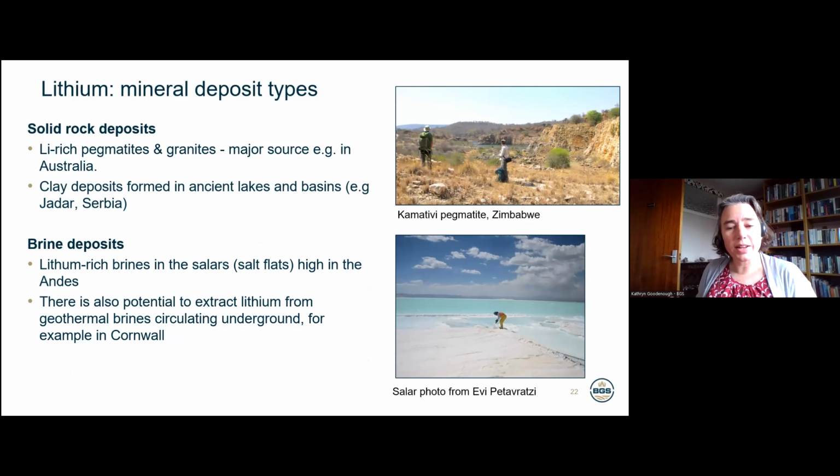And this is actually really important because there's a bit of a perception that lithium only comes from one type of deposit. So in fact, our number one main source of lithium is in solid rock deposits, so hard rocks that are mined in a conventional mine, usually an open pit mine that looks like a quarry. And that's lithium-rich pegmatites and granites that are mined particularly in Australia. And the top right picture there is an example of a pegmatite in Zimbabwe that is rich in lithium but has been mined in the past for tin. So you can see that's a classic hard rock mine.